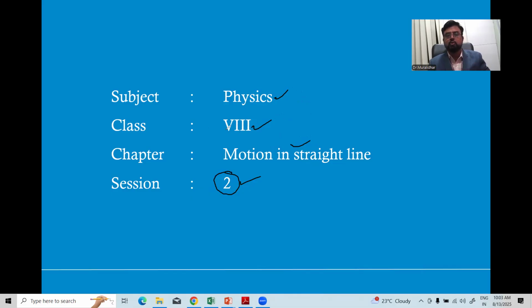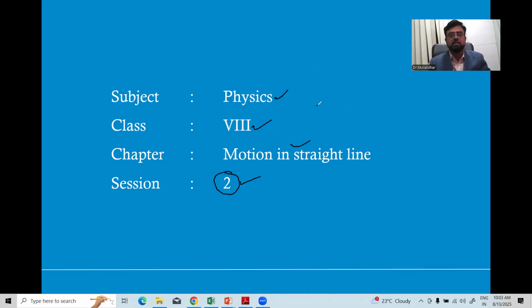Before going to today's session, let us recall what we learned in the last class. As the topic is motion, as I told you, the motion of a body may be in one direction, two directions, or three directions also, right? Here we are only discussing one direction, that is straight line motion. All this motion is discussed under the heading of mechanics. Mechanics is the branch of physics which deals with the motion of a body, right?